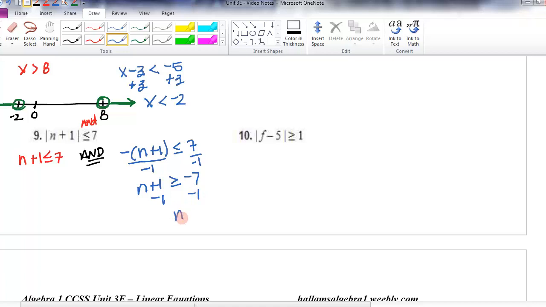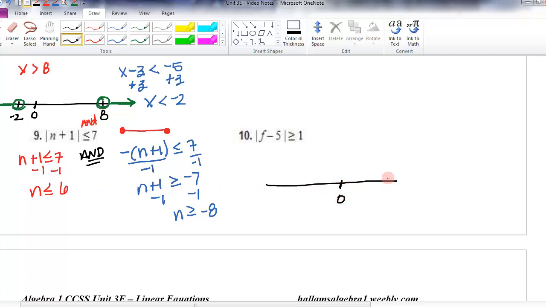Here's that happening. Now I'm dividing by a negative 1, dividing by a negative 1. That tells me I have to switch my sign. This cancels out, so I'm now left with n plus 1, switch my sign, negative 7. Again, it took care of itself for me. So I'm going to finish solving this one, negative 1 to both sides. So n is greater than or equal to negative 8. Let's go back and solve the positive version, minus 1. N is less than or equal to 6.